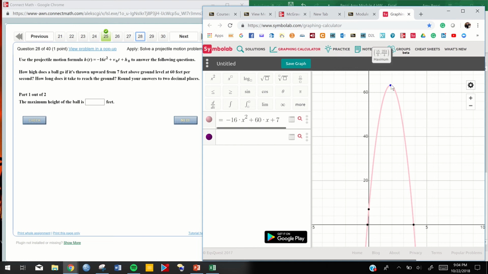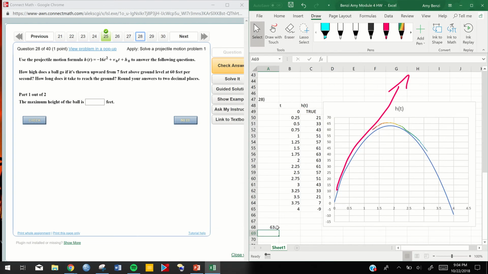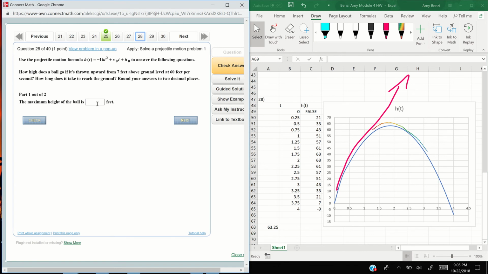253 fourths. You see that? 253. Close, but no cigar. All right, 253. And we all know that Connect Math is not going to give us a break on our decimal values. All right, so I have 63.25. And hopefully that is correct.